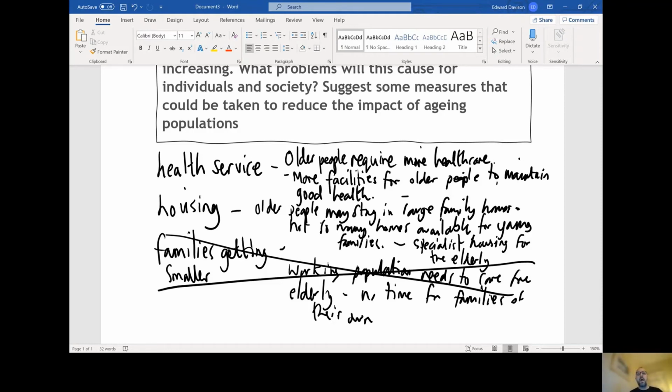Based on this, I'm pretty confident that I can write a well-structured essay. So rather than talk about all of my problems together in one paragraph, in the first main body paragraph, and all of my solutions in a second main body paragraph, I'm going to talk about the problems and solutions in relation to the health service in my first main body paragraph, and the problems and solutions in terms of housing in my second main body paragraph.